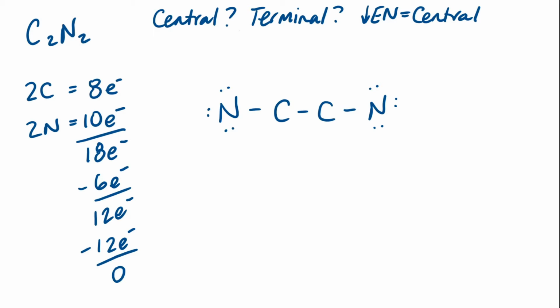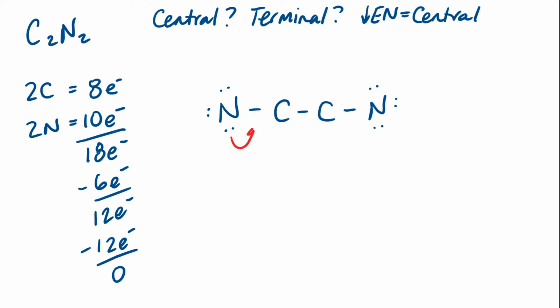Next we can check the octet rule on each of the atoms. If we count each bond as contributing 2 electrons to each of the atoms that the bond connects to, for the first nitrogen we have 1, 2, 3, 4, 5, 6 lone pair electrons around it, plus 2 on the bond. So that's 8. So that nitrogen is good. Same thing on the other side. But the carbon only has 2 and 4 from the 2 bonds that come out of it.